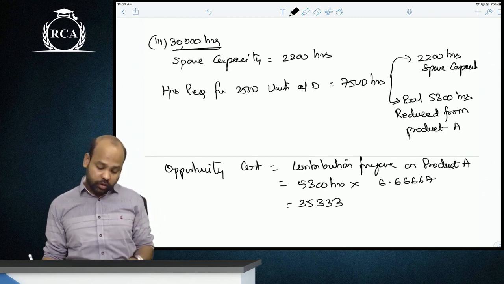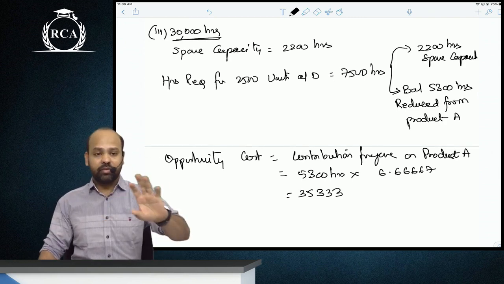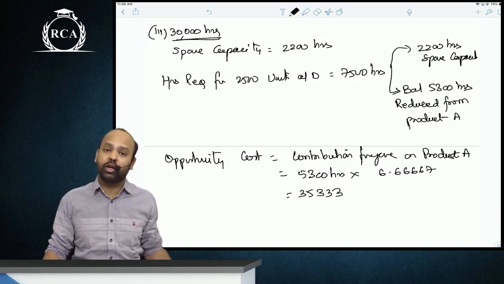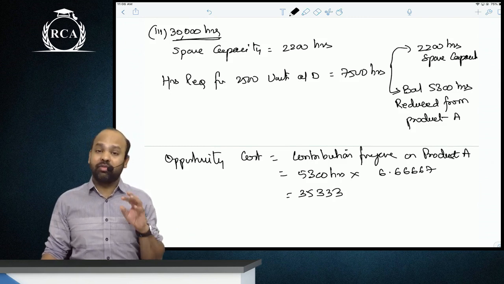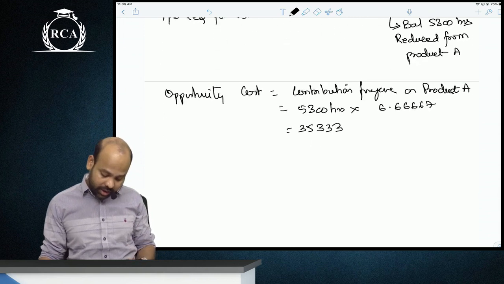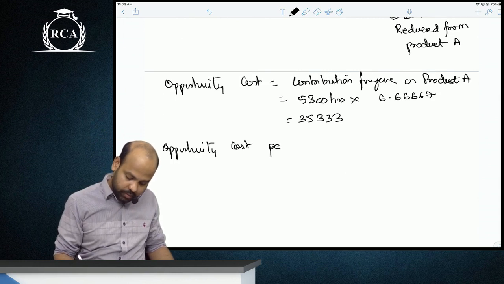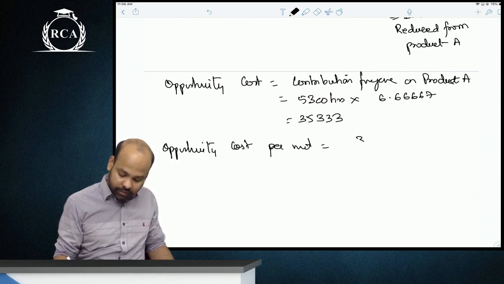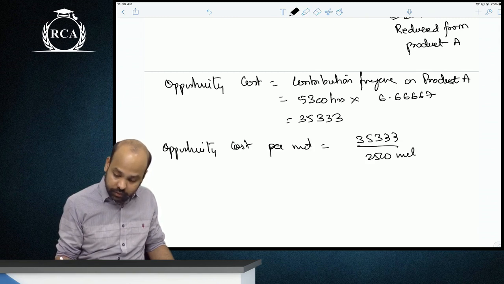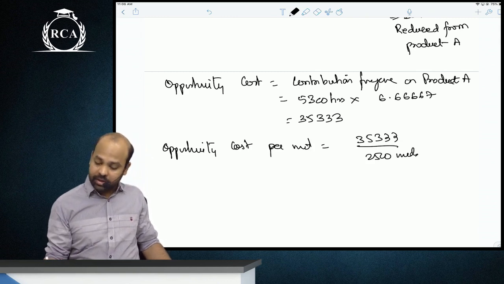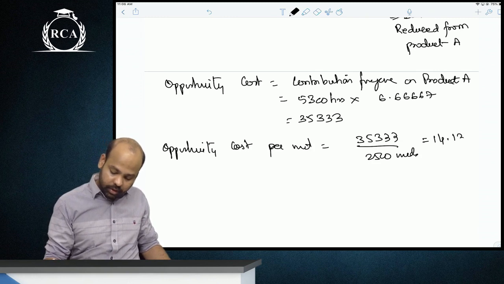There's no opportunity cost on 2,200. We all know, beta, that it is fine, guys, for us to reduce the allocation of product A. Opportunity cost per unit, guys, would be: you divide 35,333, beta, by 2,500 units. Average it, beta, directly 14.133.